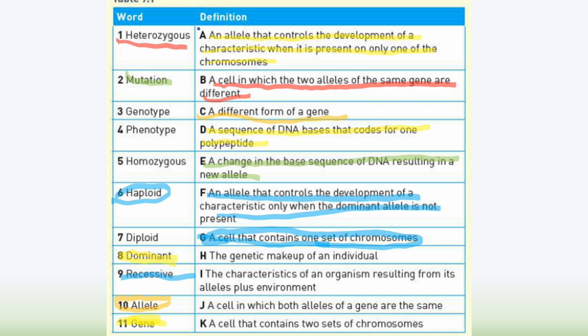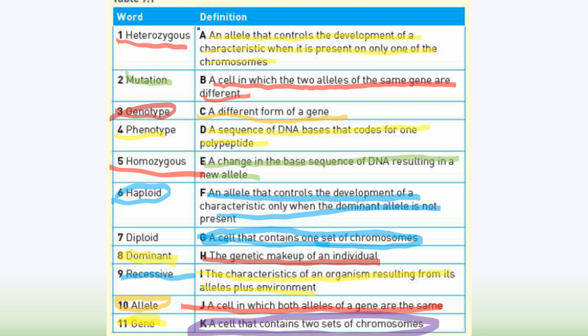Go back to red, the genetic makeup of an individual is its genotype. The characteristics of an organism resulting from the alleles plus the environment is its phenotype. And a cell in which both alleles of a gene are the same is homozygous. And then a cell that contains two sets of chromosomes, like humans, a full 46, is diploid. So you need to make sure you know all those terms.